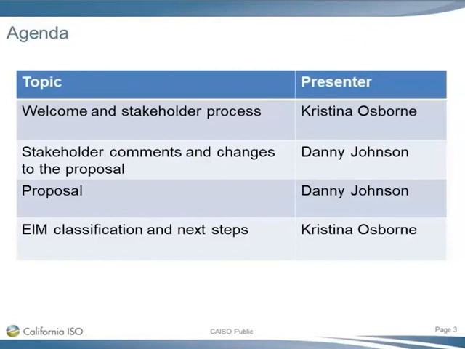So Danny Johnson is the policy lead for this initiative. He's going to provide an overview of the stakeholder comments that we received on the revised straw proposal and also discuss the changes resulting from those comments, and then he'll go into the details of the draft final proposal, and at the end I'll go over the EIM classification and next steps.